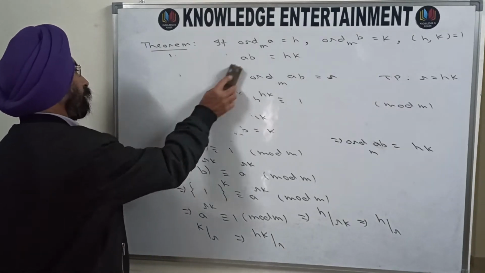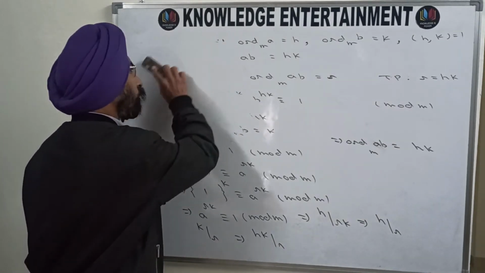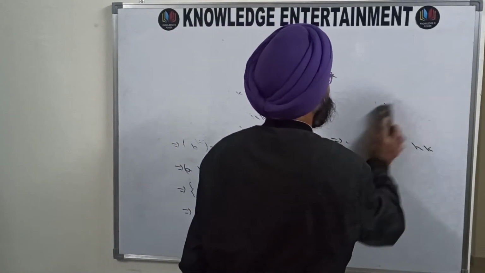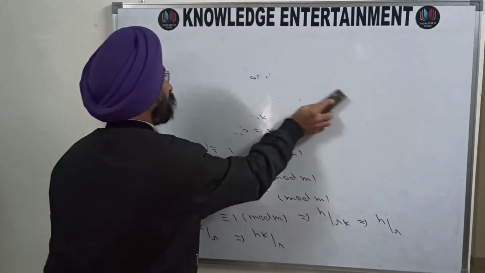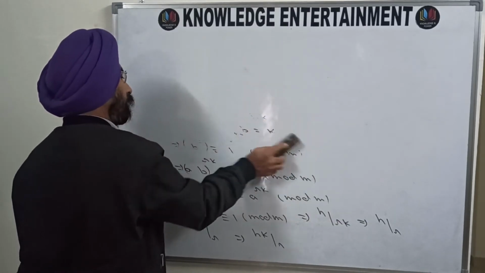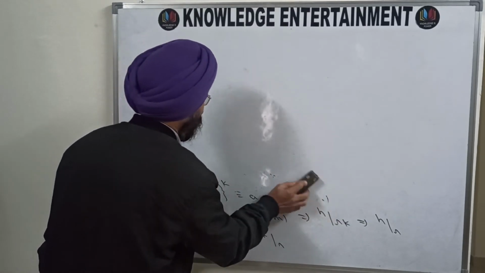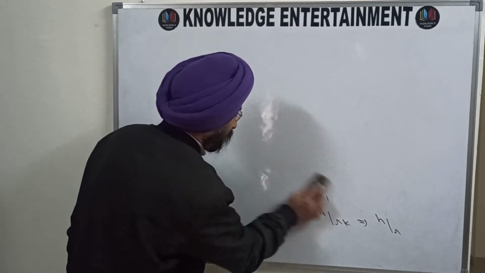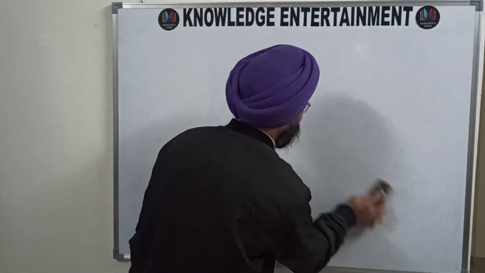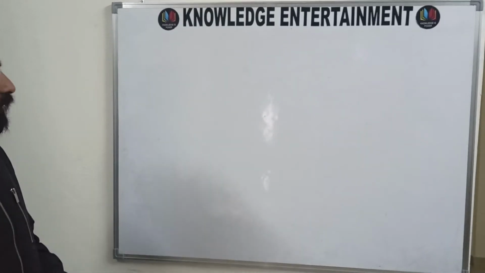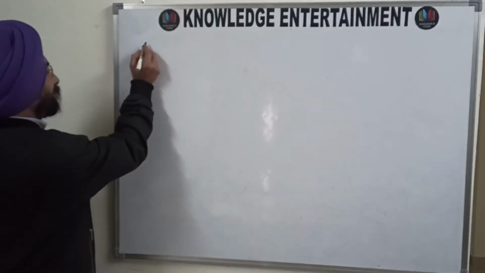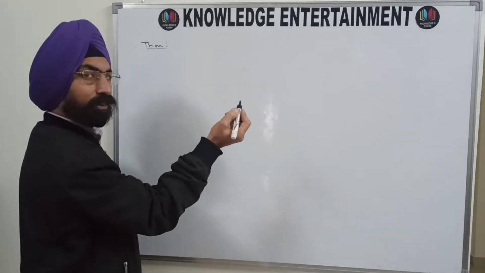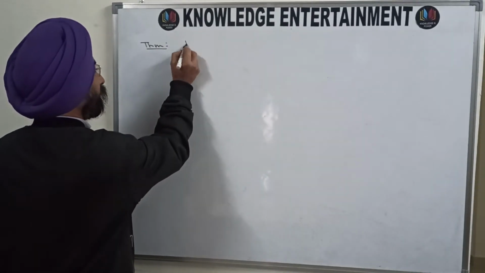This was the first theorem of this video, and in the next theorem we will consider the order of an element in the case where p is an odd prime, and that will be a fantastic, very interesting result. Let us see what the statement is. Let us write the statement first and then we will move on to the proof.